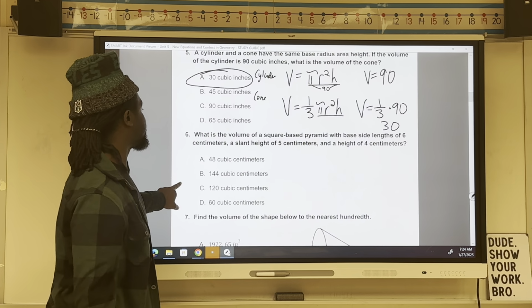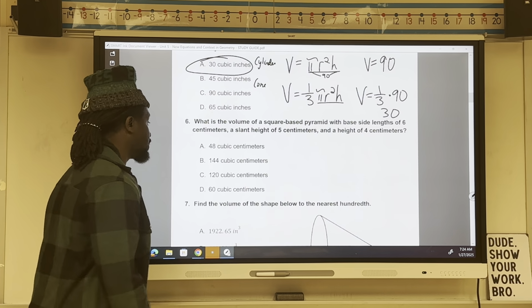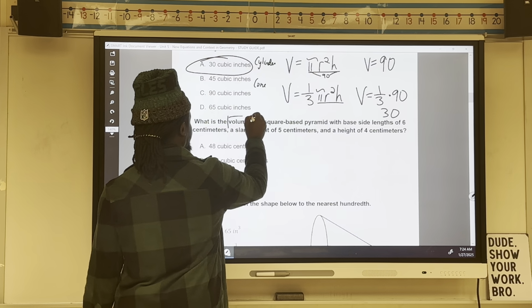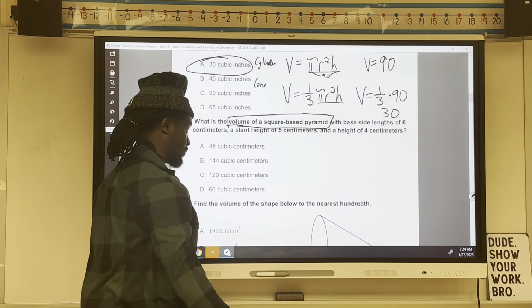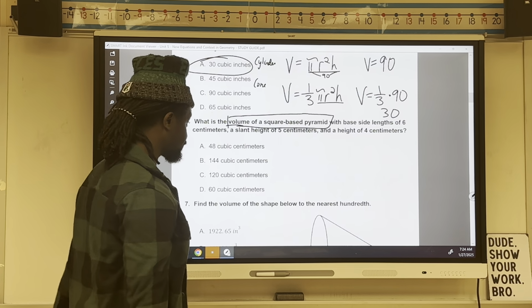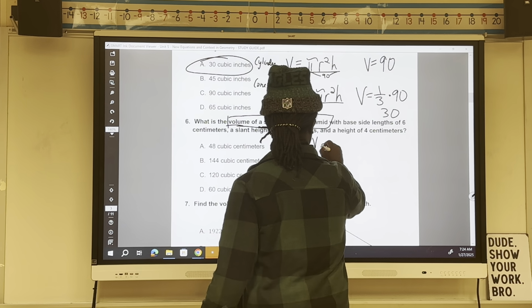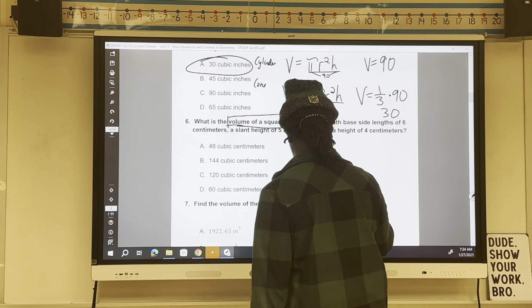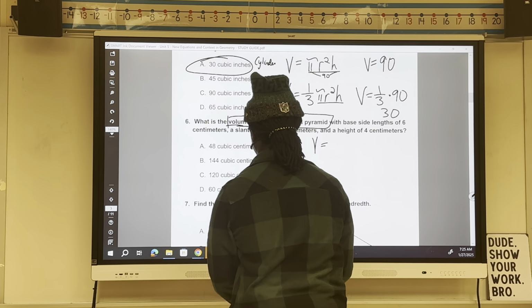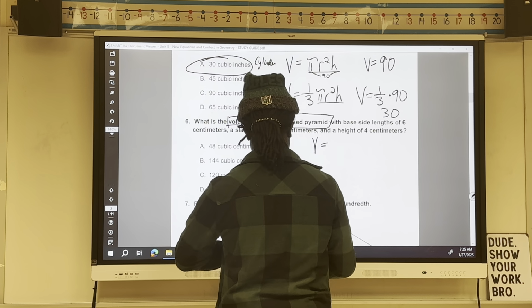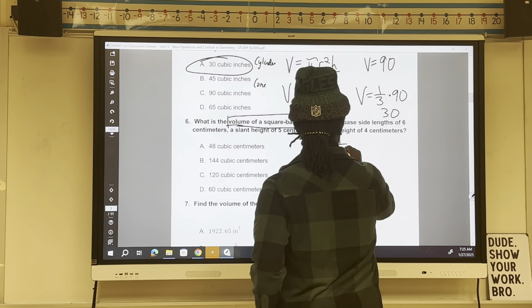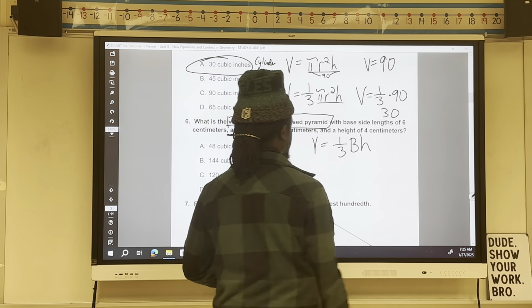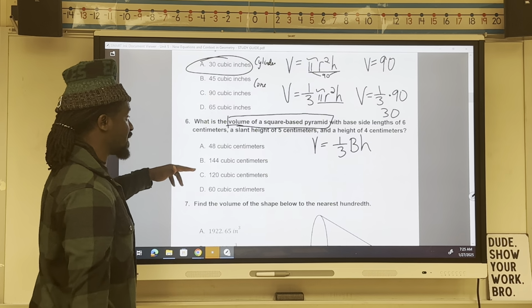All right. Question number 6. What is the volume? Okay, so I know I'm looking for volume, not just volume of a square. I'm looking for volume of a square base pyramid. So I could go ahead and write my formula for the volume of a square base pyramid, and that is 1/3 times big B times the height. Okay, so I need big B and I need the height.